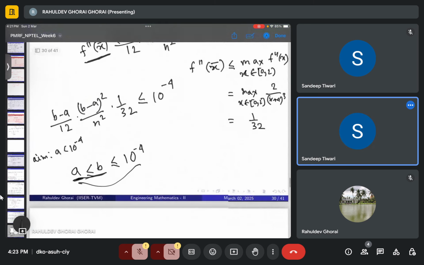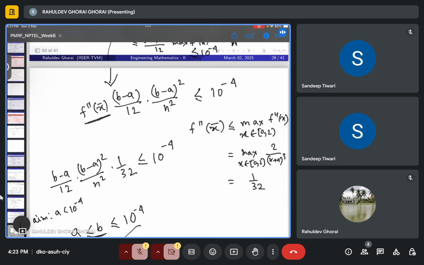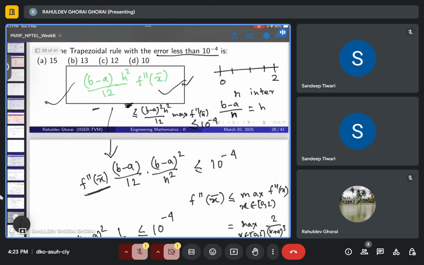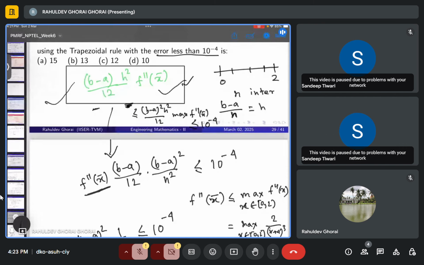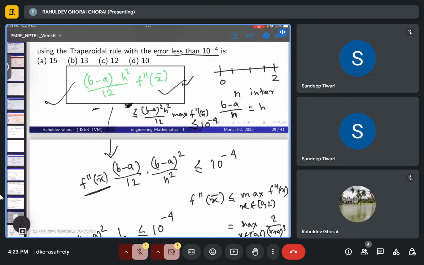Right. I understand your concern, but this x bar, you don't know what your x bar is. That J point, you do not know what it is. Yes, sir, it can be anything. So what do you write then? What is x bar? X bar is anything between 0 and 2.